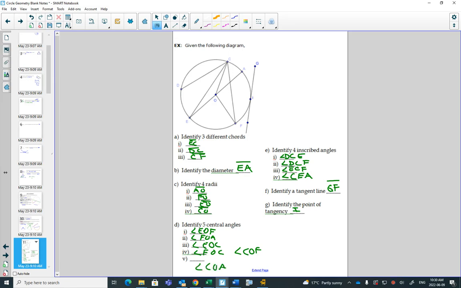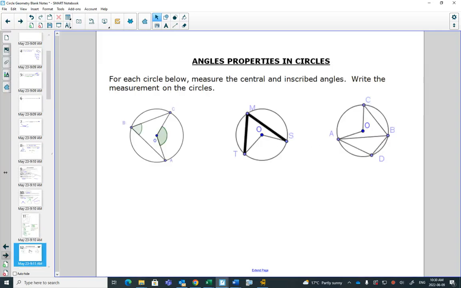Notice O is in the middle of all of them, because O is the center. And so this is the preamble. And now there are some beautiful mathematical things that happen within circles.